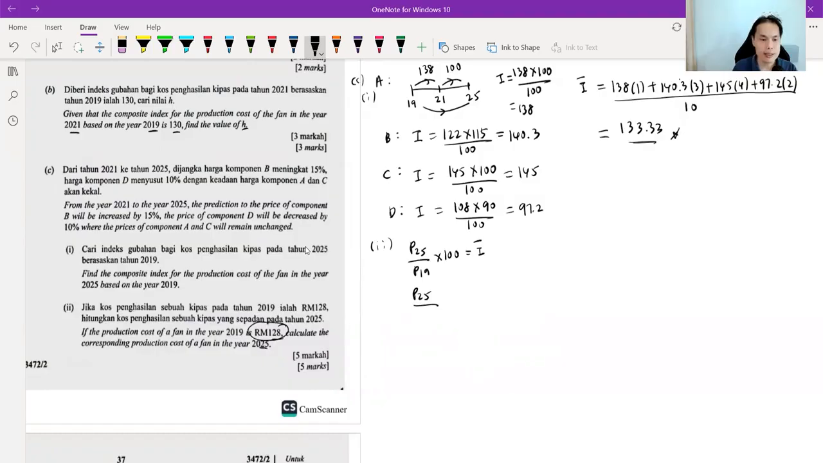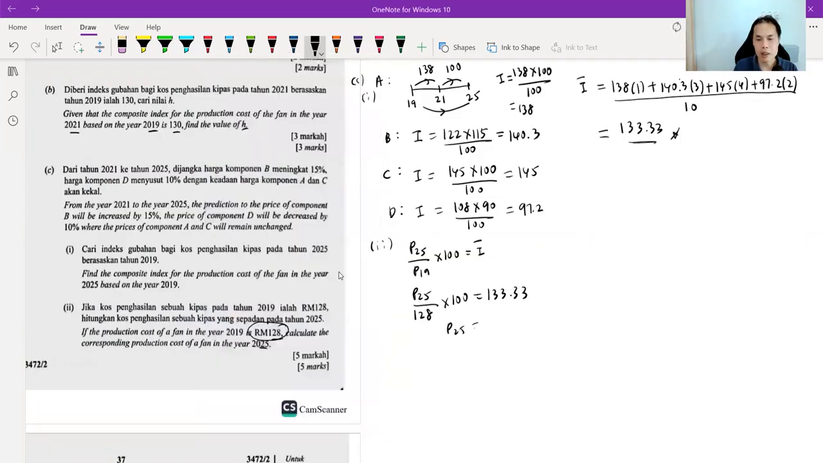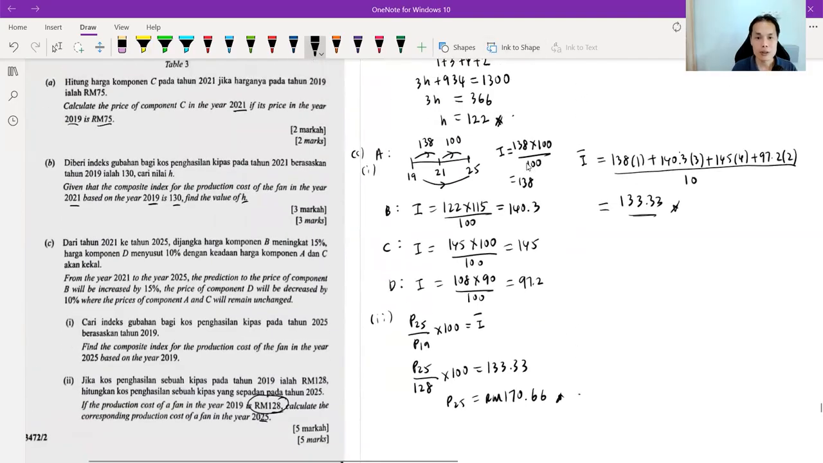So we're going to find the production cost in year 2025. All right. In 2019 is 128. You multiply by 100. This is 133.33. Okay. Use our calculator. All right. 133.33 multiply 128 divide 100. There you go. 170.66. This is RM 170.66. All right. So we are done with the discussion of this Selangor paper 2.